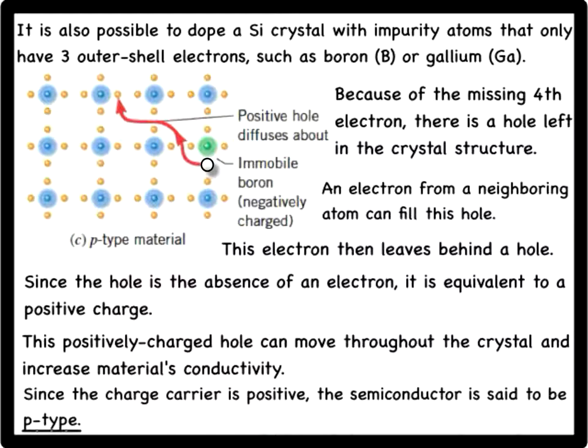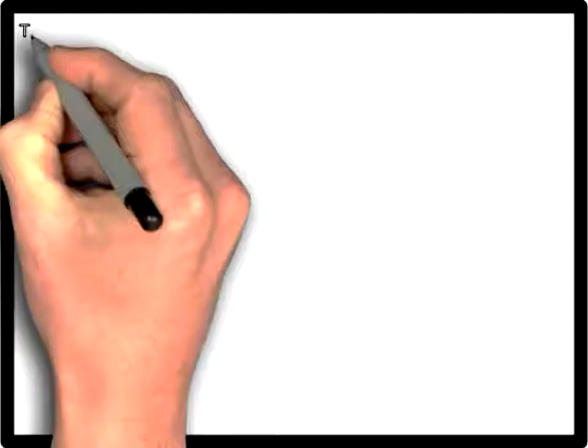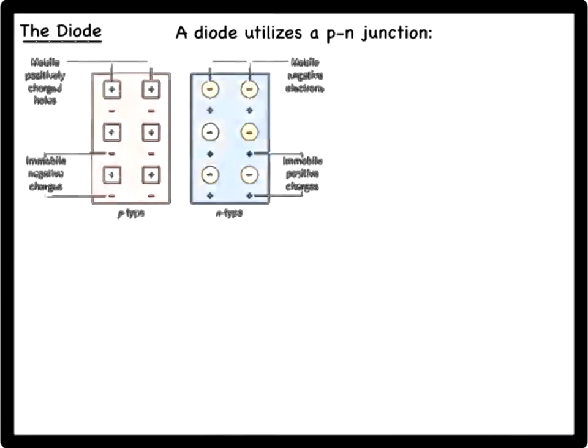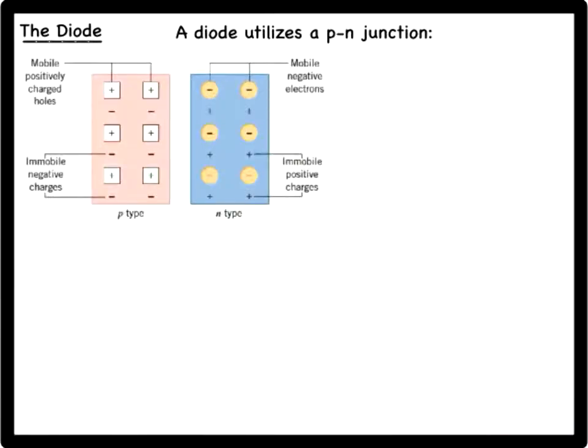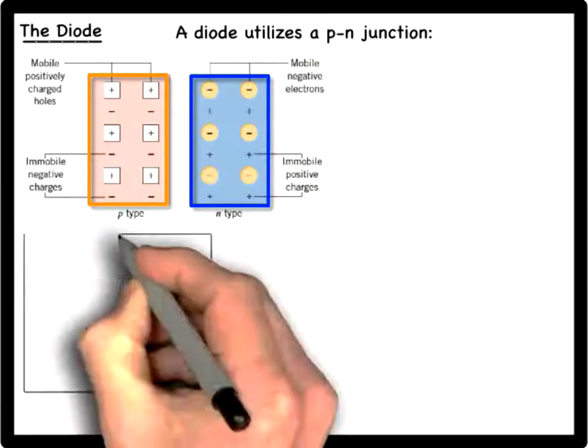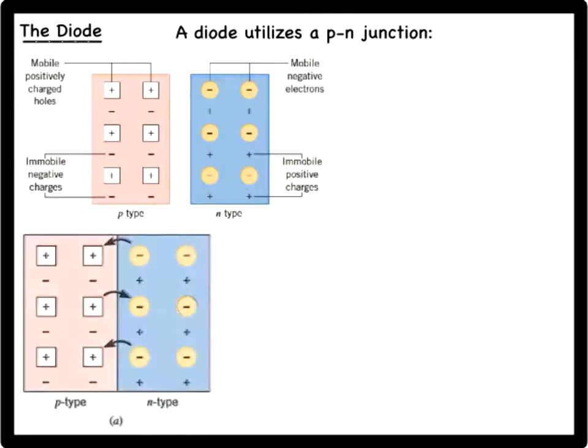There are many different electronic devices that are based on the physics of semiconductors. Let's look at one of these, called a diode. A diode utilizes a p-n junction, which is formed from a p-type and n-type semiconductor. The p-n junction between the two materials is of fundamental importance to the operation of diodes and transistors. The figure shows separate p-type and n-type semiconductors, each electrically neutral. Panel A shows them joined together to form a diode.